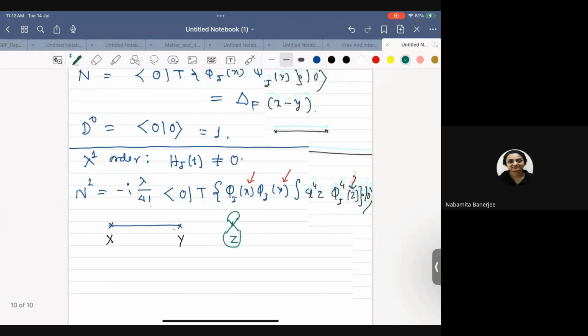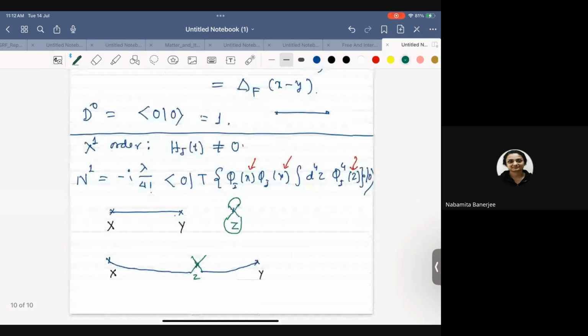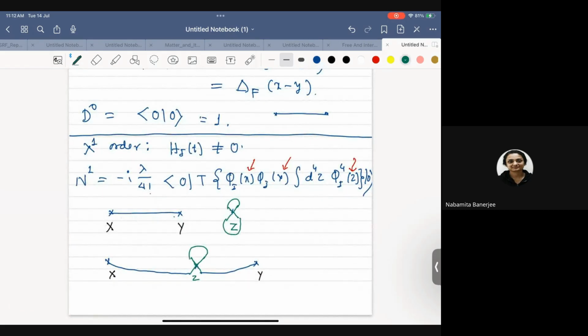Agreed? This is one possibility. But is that all? Well, no, that's not all. I have more. x, y, z. From z, I have 4 lines. From x and y, I always have one line. Now, this is a possibility. Here also all the lines are contracted. Okay, so I will have both of these diagrams.